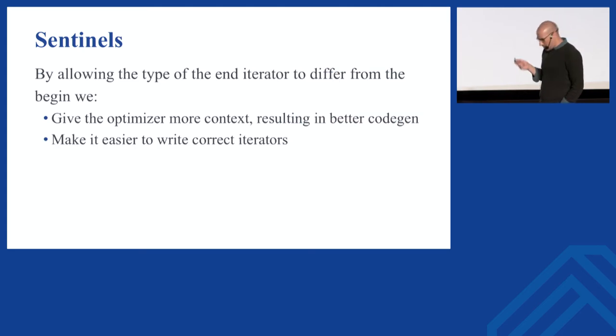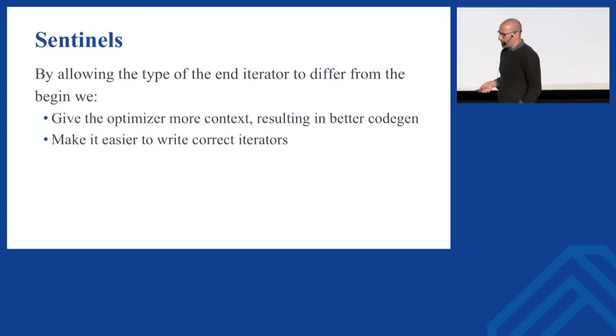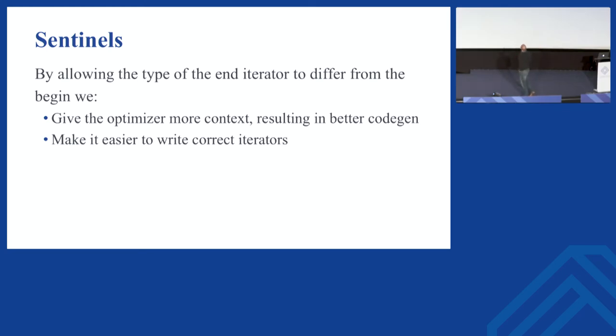Okay, but the long and short of it is, it's an engineering trade-off. By allowing the type of the end iterator to differ from the begin, we give the optimizer more context, resulting in better code gen, and we make it easier to write correct iterators.